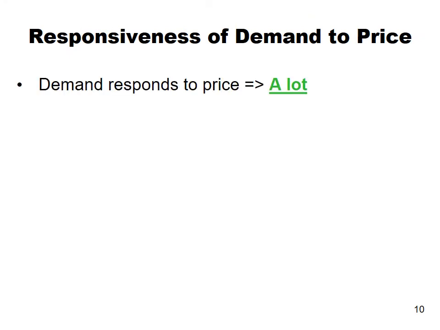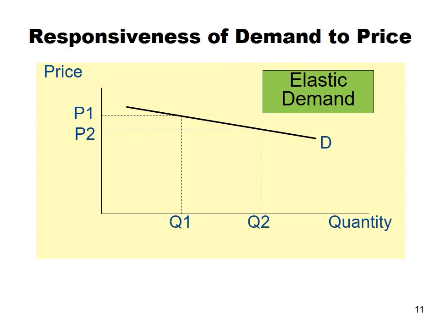Responsiveness of demand to price. Let's talk about how demand responds to price. If the demand is very sensitive to price, in this case the demand is elastic. Let's look at this diagram. This line shows a very elastic demand. It basically means the customer is very sensitive towards price changes.